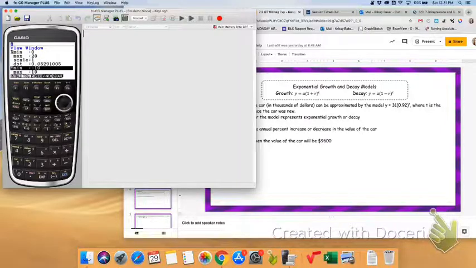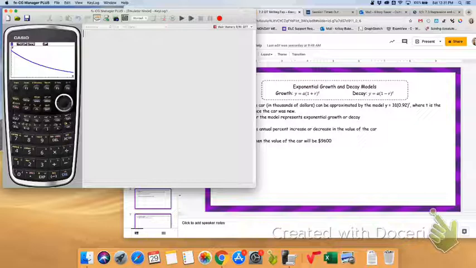Y min, Y stands for the price of the car in thousands of dollars. So I don't need negatives because it won't reach negative. And I also need my max to be at least as big as the starting value of the car. Now it's decaying, so it doesn't need to go up much more than that. So I'm going to go ahead and just say 35. Because remember, this equation is in thousands of dollars. So now I'm going to go ahead and graph it, and there's my picture.